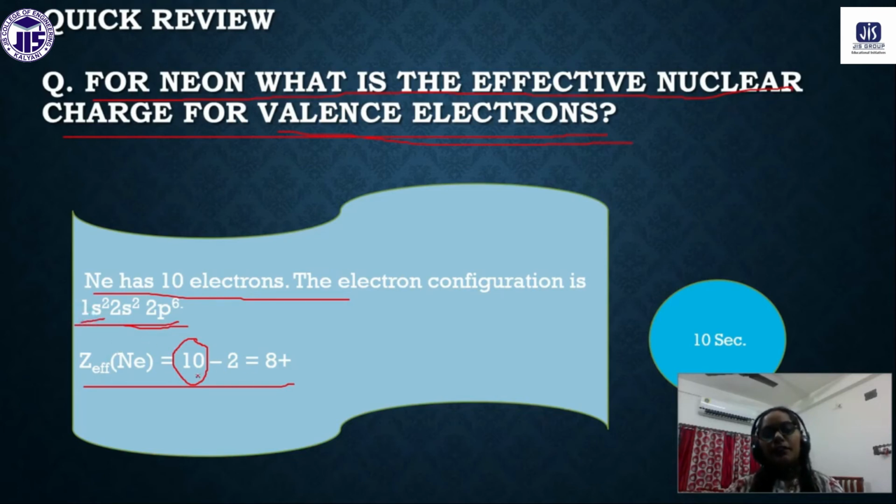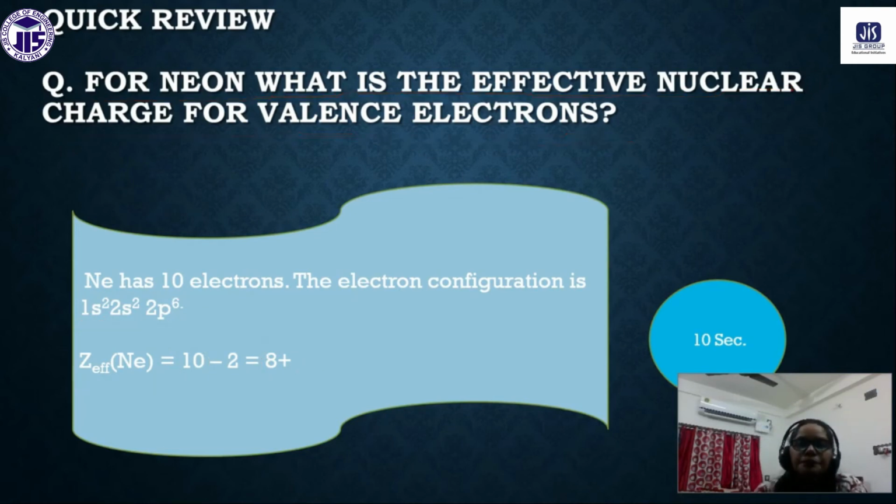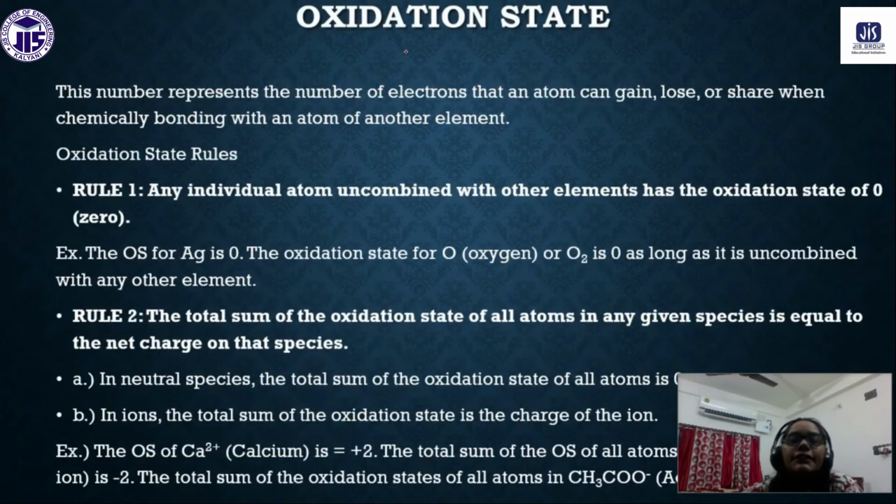So that is why 10 minus 2, so 8 plus. So this is the effective nuclear charge. This type of question you can have, right? Okay. Next, oxidation state. There are some rules for calculating the oxidation state that we have.